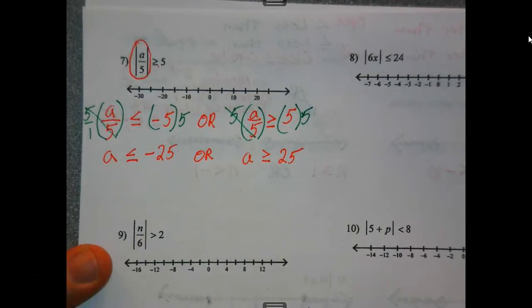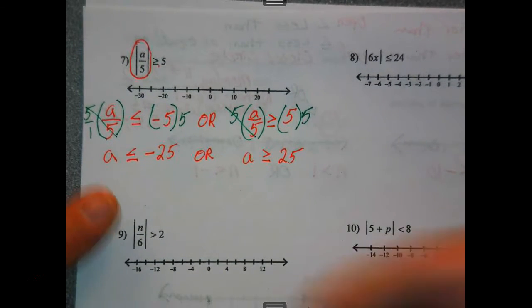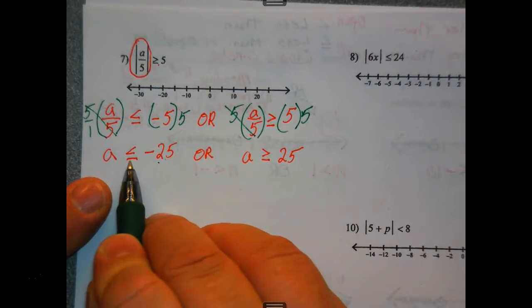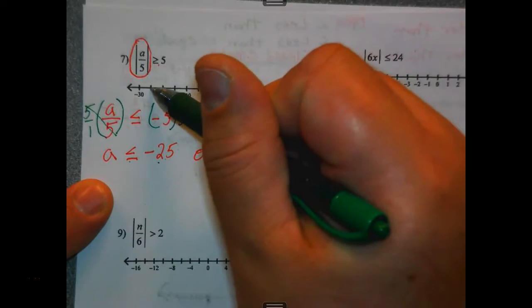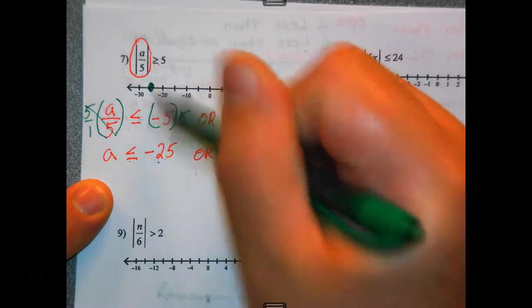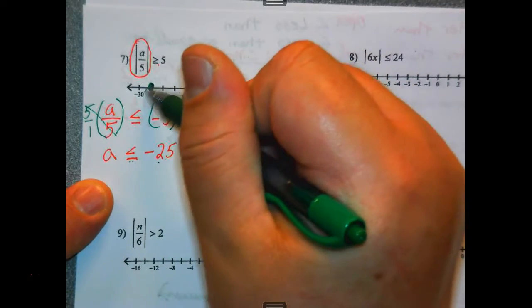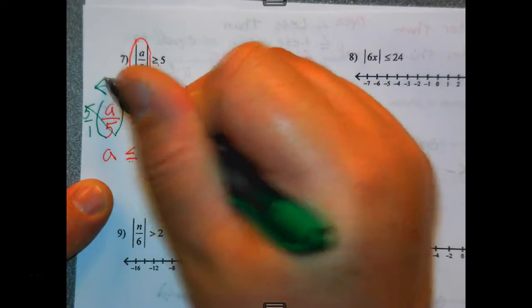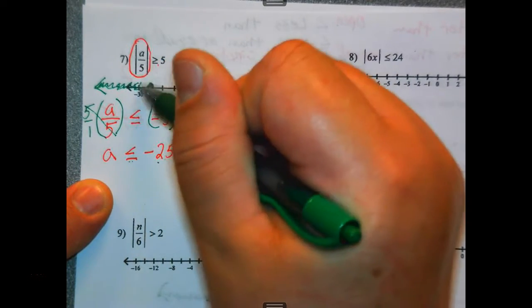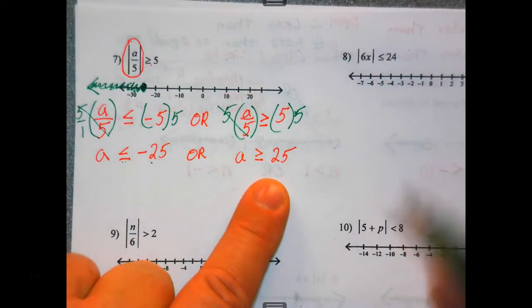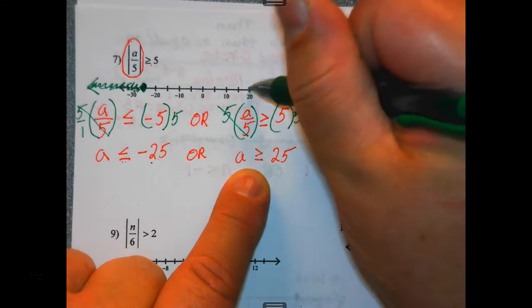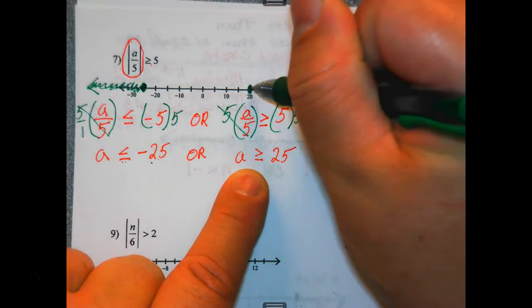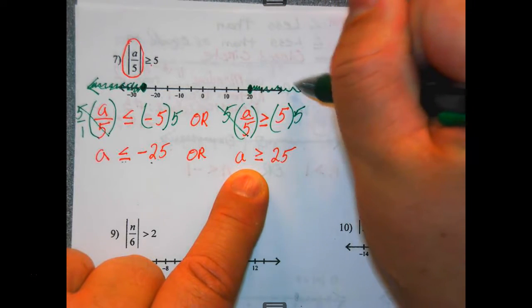Graph these. See, negative 25, I have a closed circle because of the equal sign. So negative 25, closed circle. I'm going to just follow the arrow or go to the left. Here I have positive 25, the closed circle because of the equal sign. And I want all those numbers greater than, or just follow the arrow.